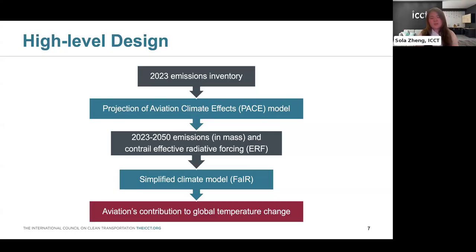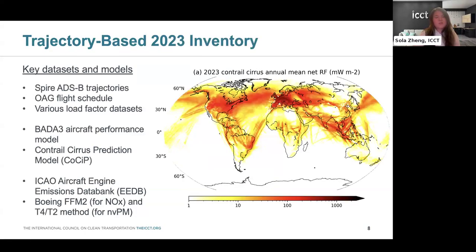These emissions were then fed through a simplified climate model called FAIR, and the FAIR model calculates how much aviation contributes to global temperature change. So, a little bit more details on the base inventory.